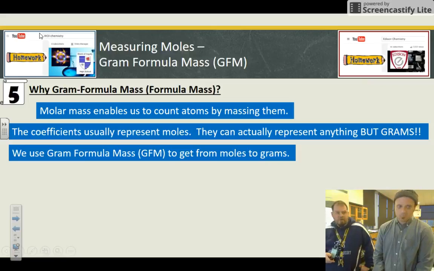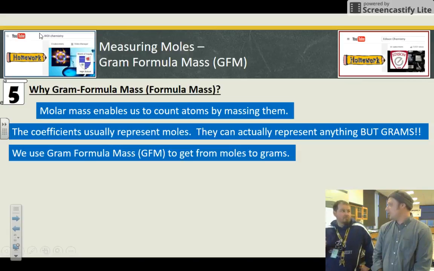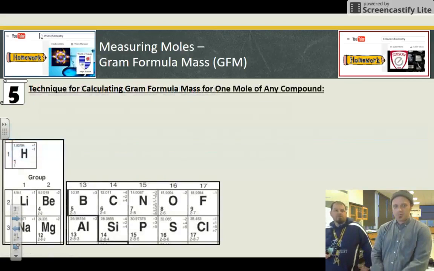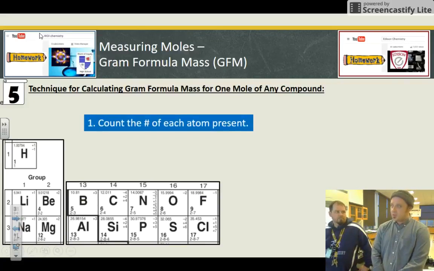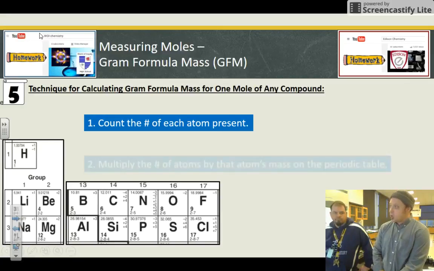Do not forget that. We use gram formula mass to get from moles to grams or from grams to moles. We can convert back and forth. So after we find gram formula mass, then we're going to actually use the gram formula mass part of it. There's a technique. It's pretty simple. We're going to write it out, and then we're going to show you a few times.